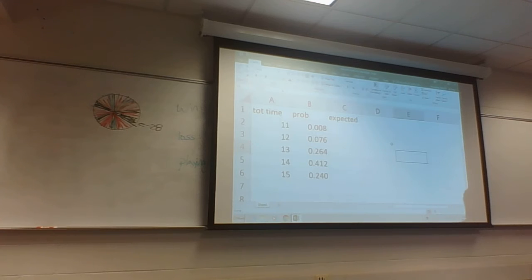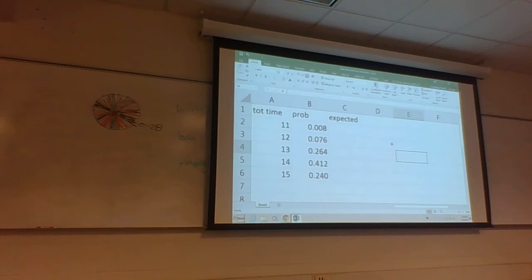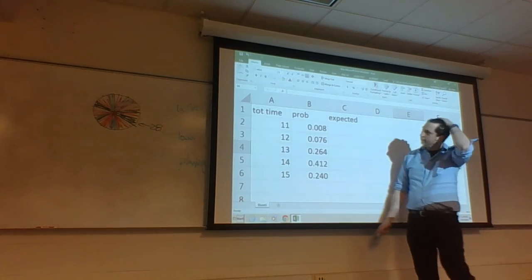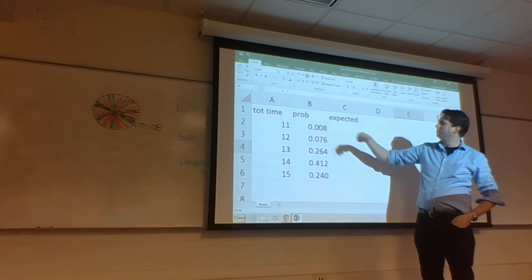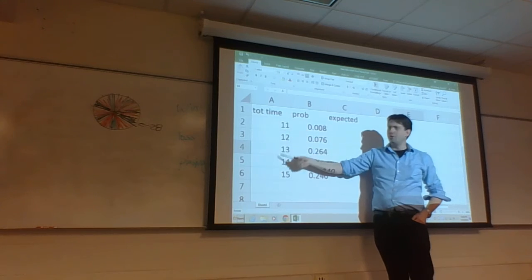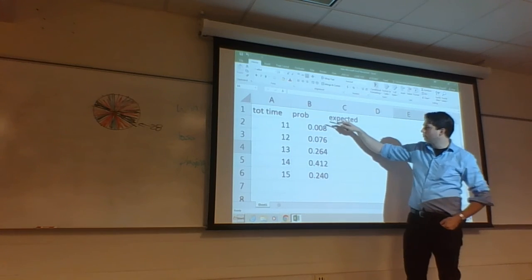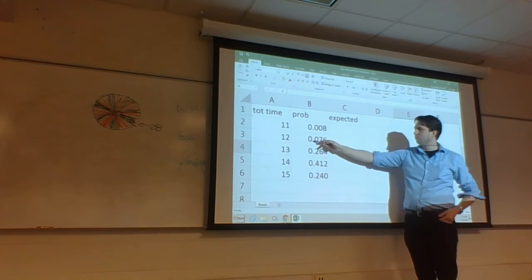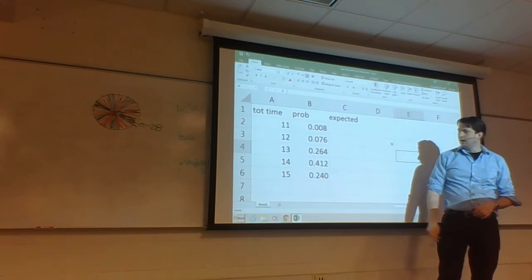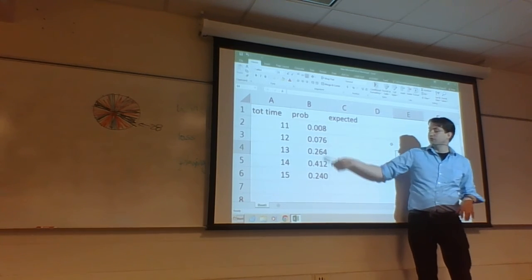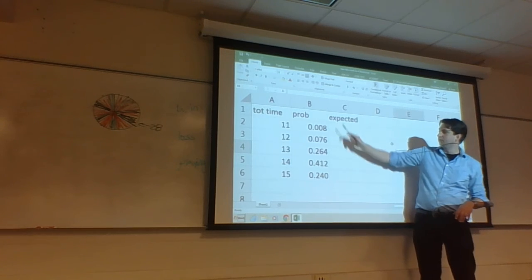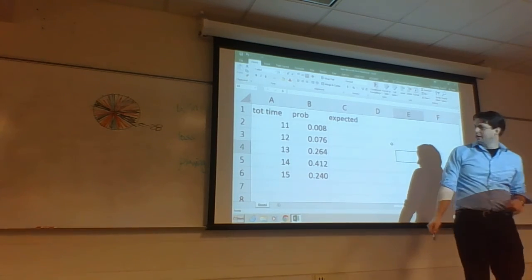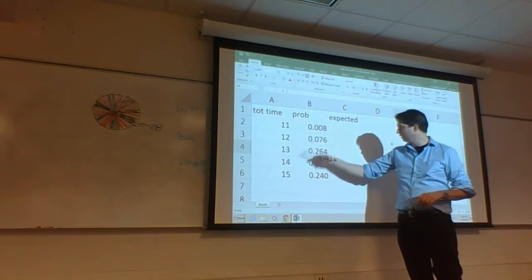So, if you all have Excel, you can take a closer look at this. Here's our total time, our probability for each option. So this is, of course, in months: 11 months, 12 months, 13. Here's our probability of 0.008, 0.076, et cetera. Again, most of the action is right here, but there's a little bit over here, too. This is like a 90% chance it's going to be in here, or over 90% chance.